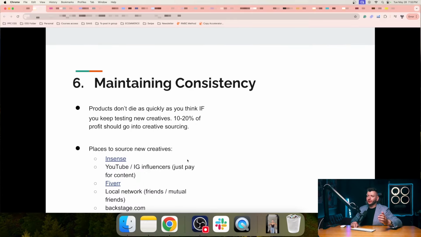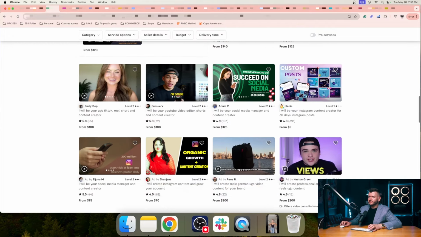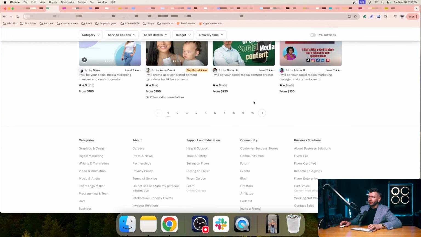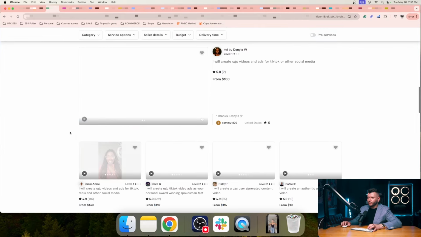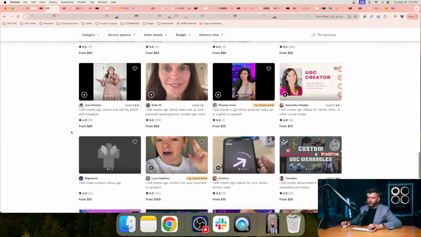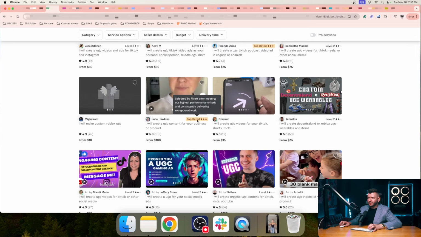Also, you can manually reach out to YouTube and Instagram influencers. You would just pay them for the content. You can use Fiverr. You can see different UGC creators here that you can hire. There's females, there's males, some of them younger, some of them older. You can search either for content creator or UGC here, and this will give you lots of different options of people that you can work with. You can also see their reviews here, which is awesome. For example, this person here is top rated.